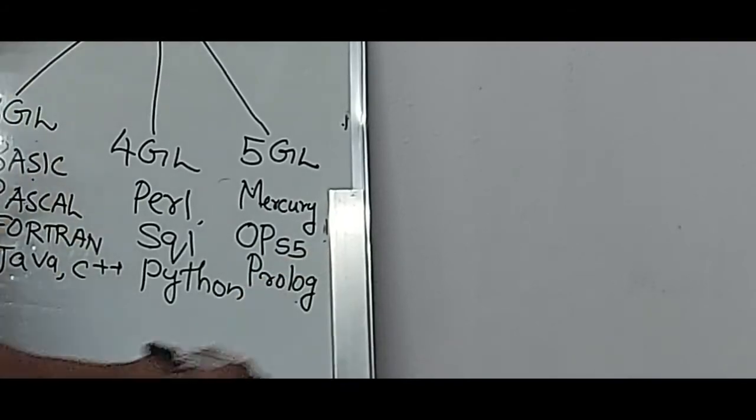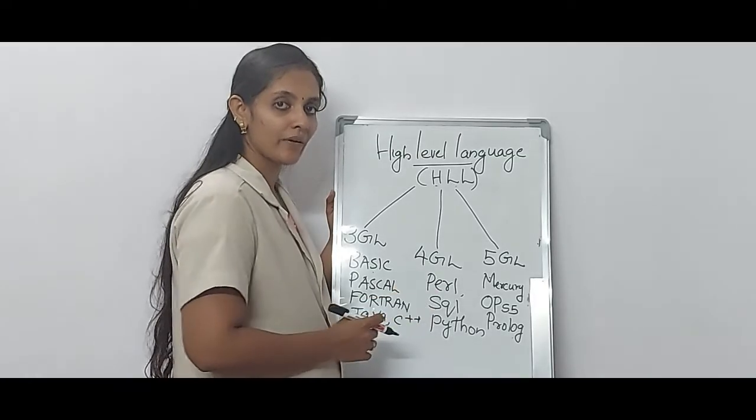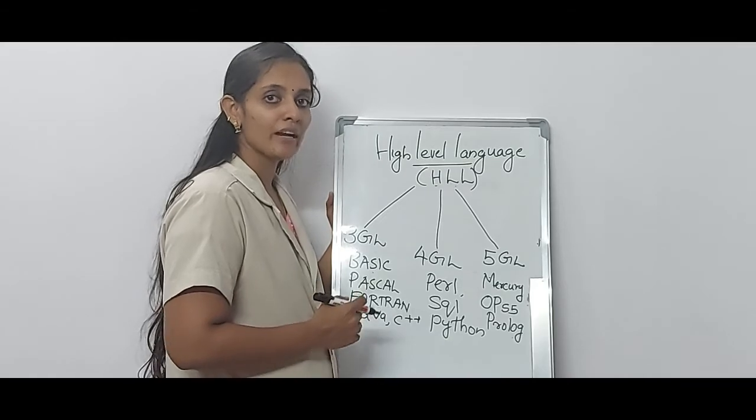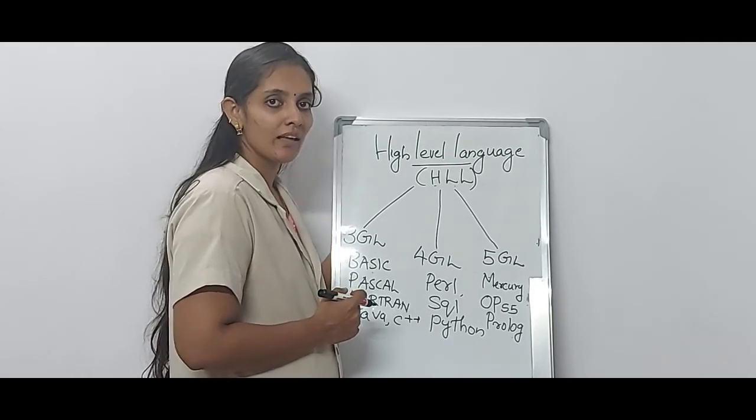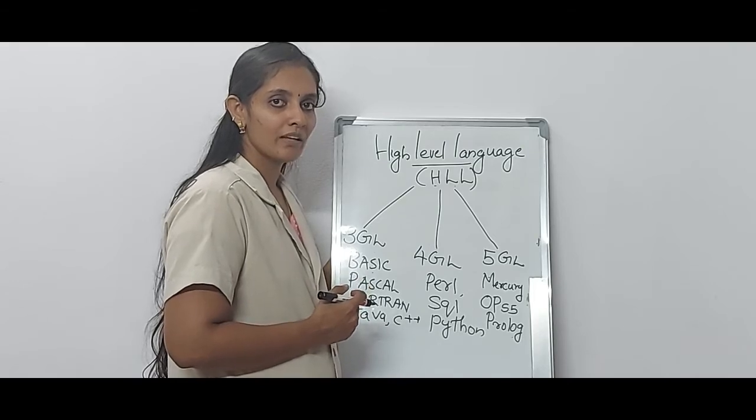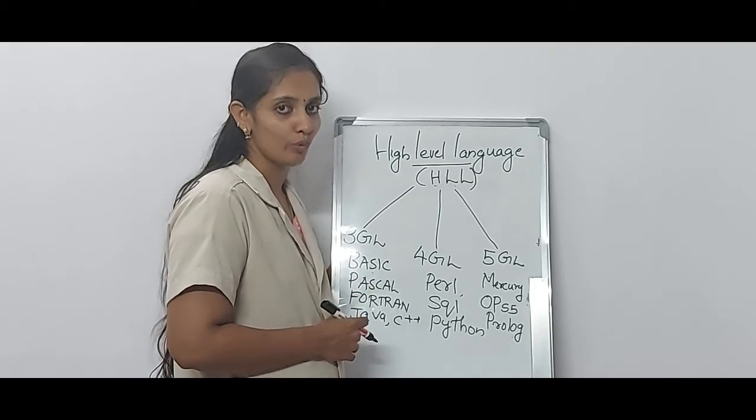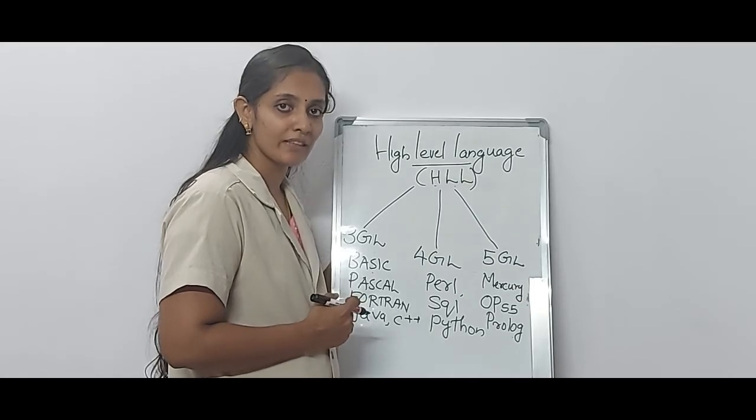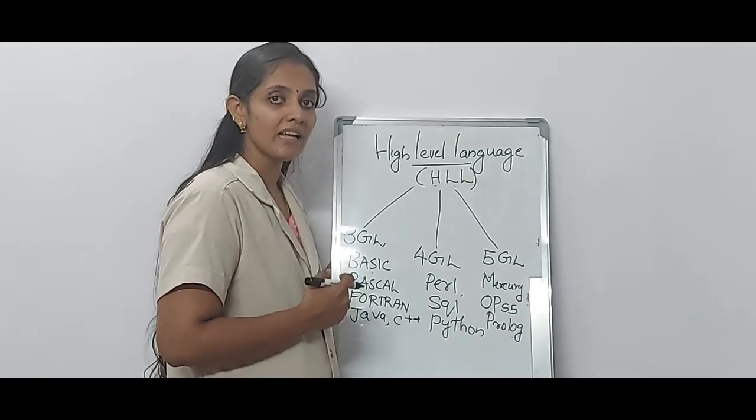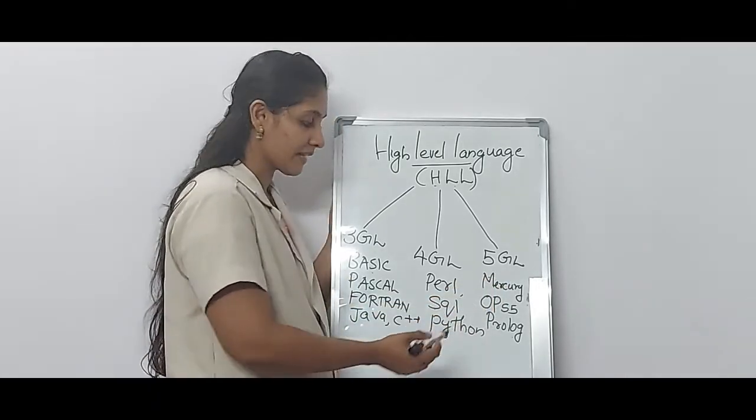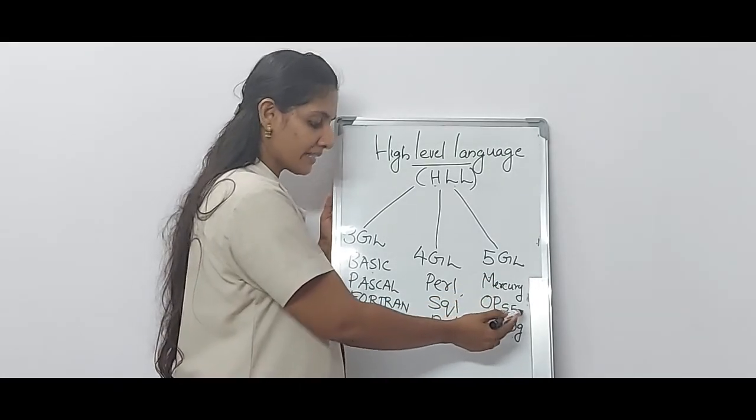So fifth generation language is also called a natural language. Natural language is a programming language that is a visual tool for developing a program. Natural language is very easy to use and it is always associated with an expert system and artificial intelligence. Some examples of 5th generation languages are Mercury, OPS5, Prolog.